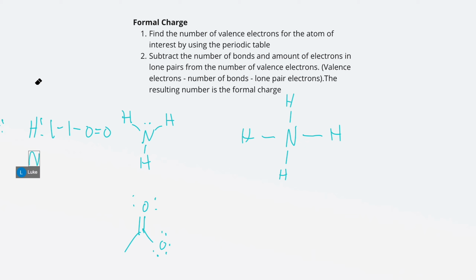Now let's do one for nitrogen. Nitrogen has 5 valence electrons. This nitrogen has 3 bonds. And then this nitrogen has 2 lone pair electrons. So notice that we're not counting how many lone pairs it has.